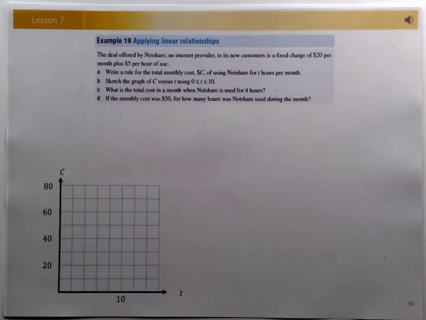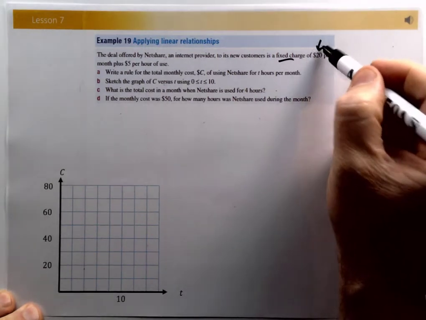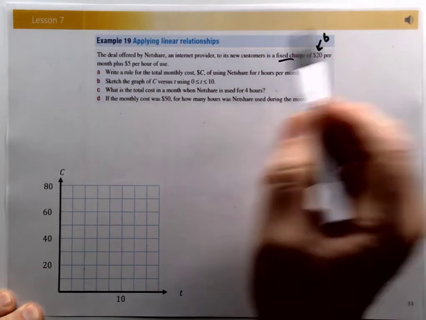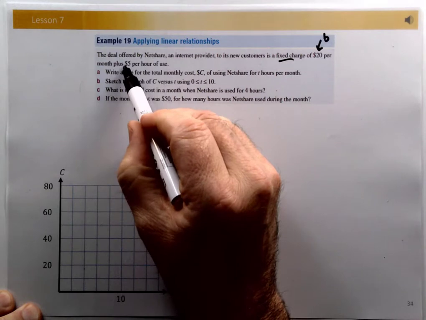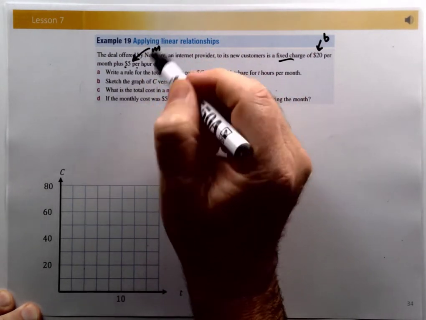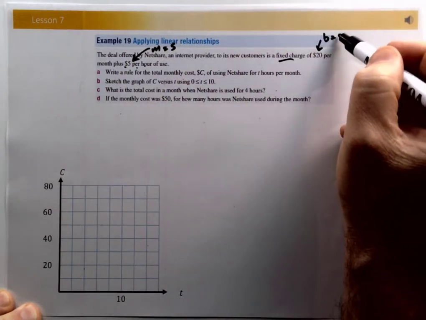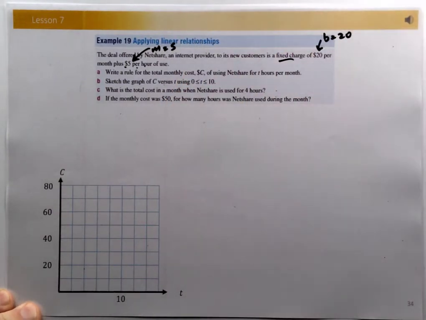Okay, the deal offered by NetShare, an internet provider, to its new customers is a fixed charge of $20 per month plus $5 per hour of use. So importantly, we've got a fixed charge, so this number here will give us the y-intercept. And we've got a rate, dollars per hour, so this is the rate, so M is given there. So M is equal to 5 and B is equal to 20.